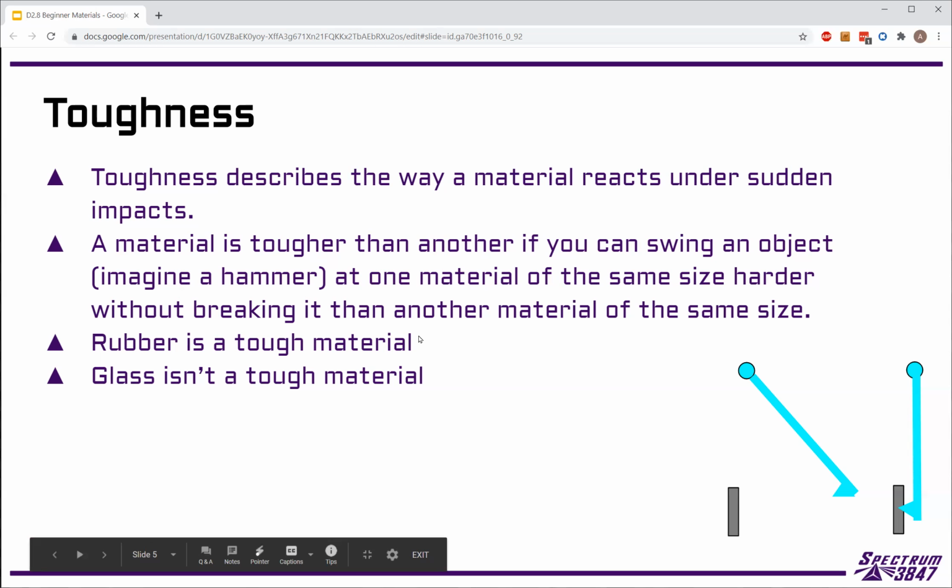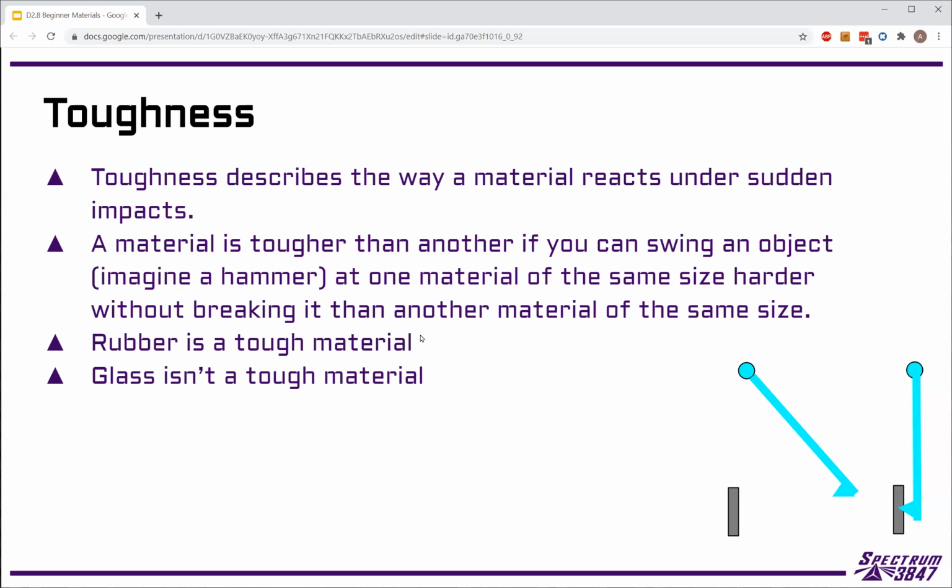In general, you can think of rubber as a very tough material, right? You can imagine how hard it would be to break rubber by smacking it with a hammer. It's probably not going to break no matter how hard you hit it, unless you do different things to the rubber. We don't need to really get into it, but if you make it cold, things like that. But rubber in general is a very, very tough material.